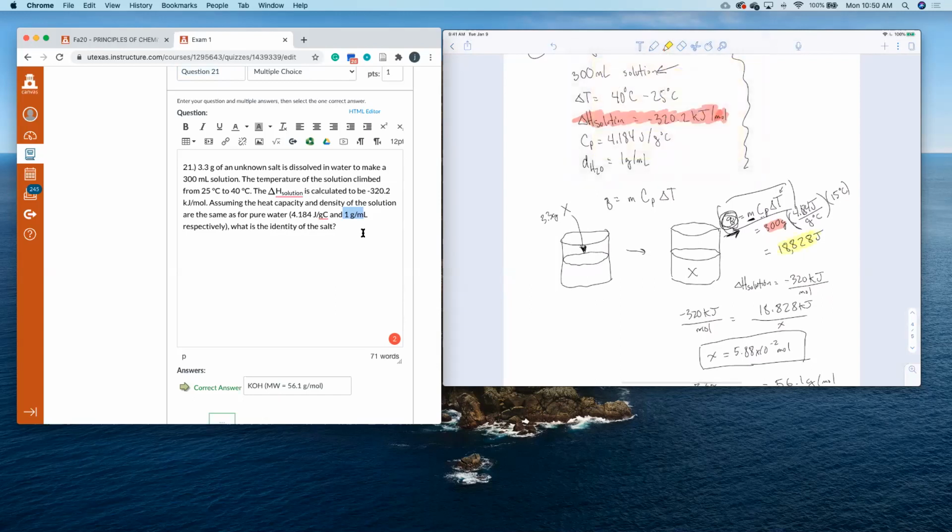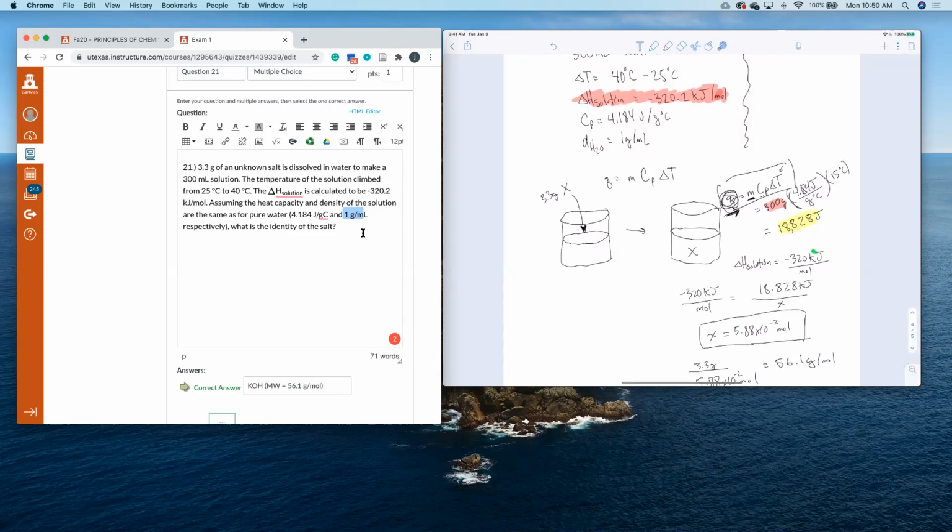So that tells us the amount of heat that comes off the solution when we dissolve in 3.3 grams. And we know that delta H of solution is the heat that comes off of the solution if I dissolve a full mole of whatever the salt is, which we don't know yet. And so that's where this calculation down here comes in.